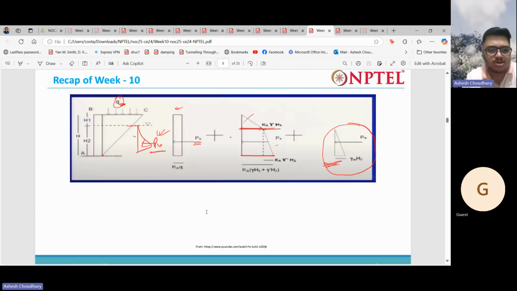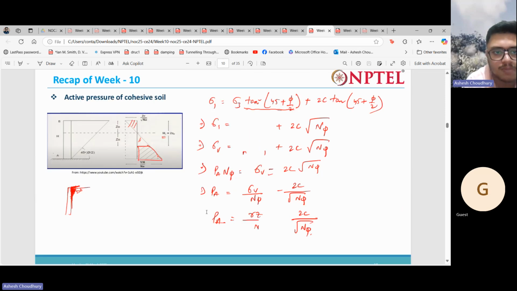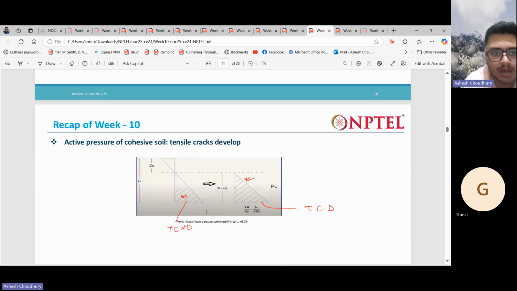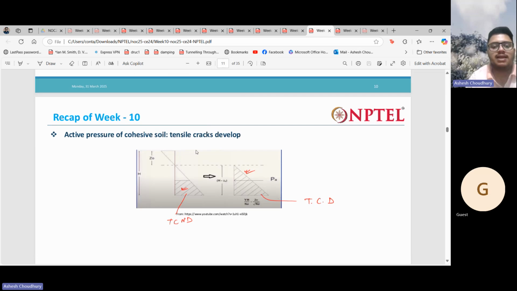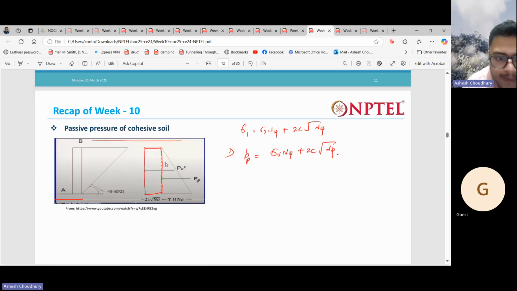Then we saw c-phi soil, how to calculate the earth pressures also. Those things we saw, right? There is the term twice c root over Ka, or twice c root over Kp, that comes in the case of c-phi soil. Also one thing you should remember: the cases when tensile cracks develop and when tensile cracks do not develop, and the depth at which the tensile cracks develop. These concepts you should be able to recall.